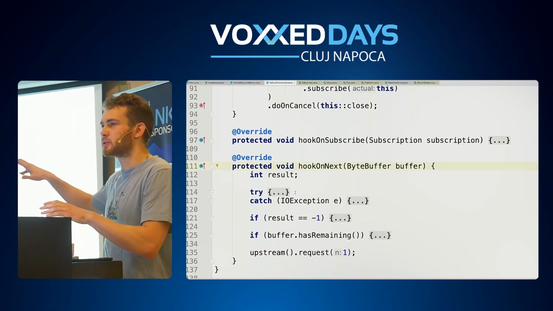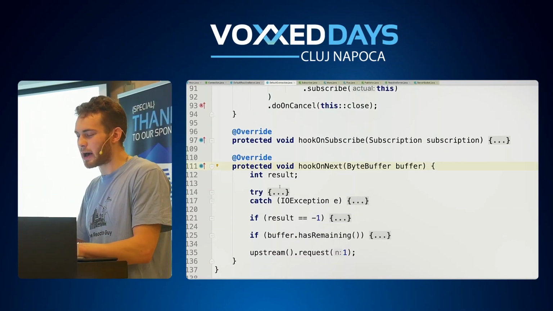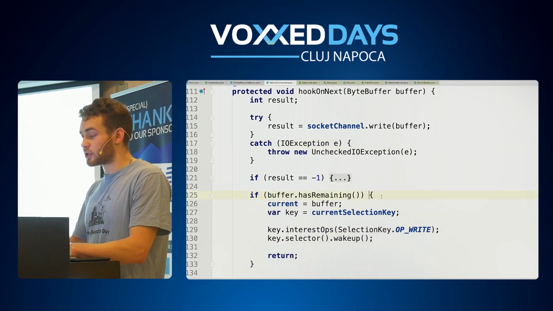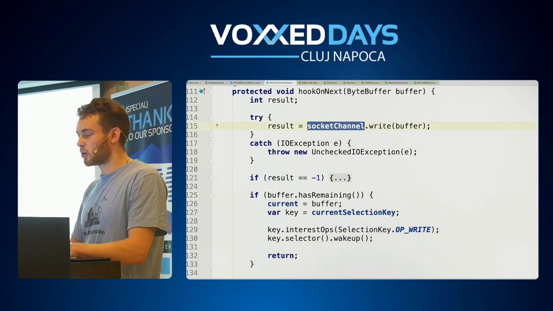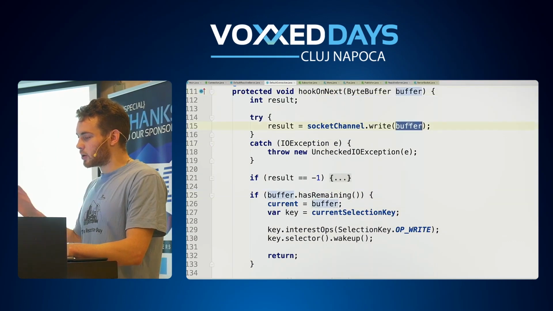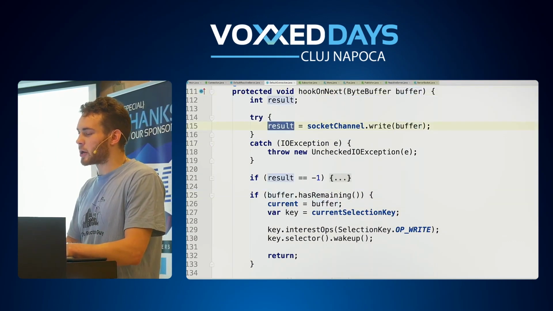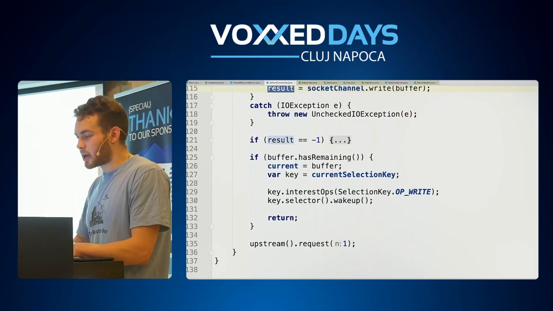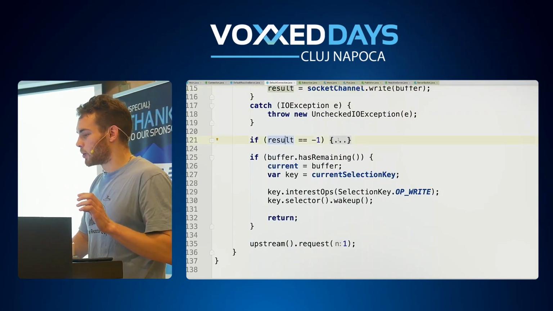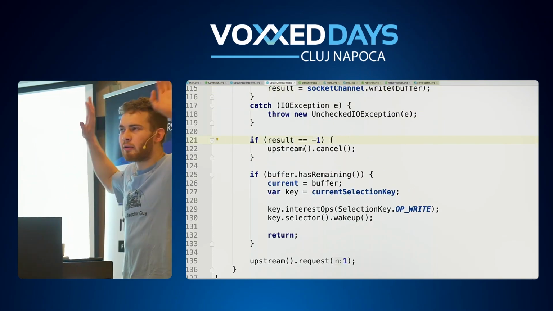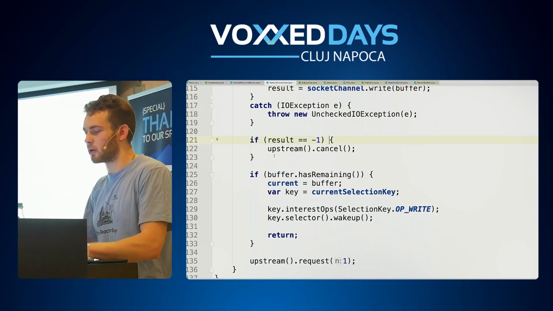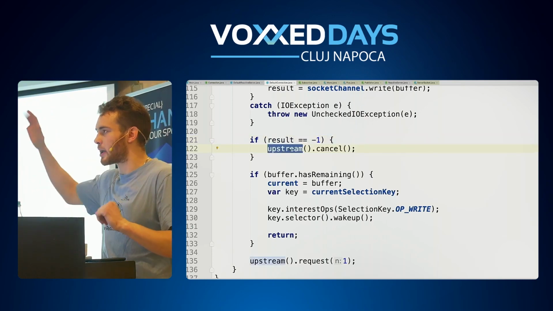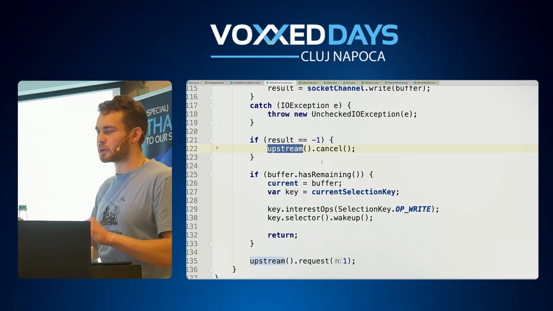This part relates to data writing. Here we have something similar to what you saw previously on the slides. We use the socket channel, we write the incoming buffer to the socket channel, and we get the information of how many bytes have been written to it. In case something went wrong, we say, okay, we would like to give up, we would like to cancel this stream altogether. So we use the API of BaseSubscriber to access upstream and say goodbye, we don't want to work with you anymore.